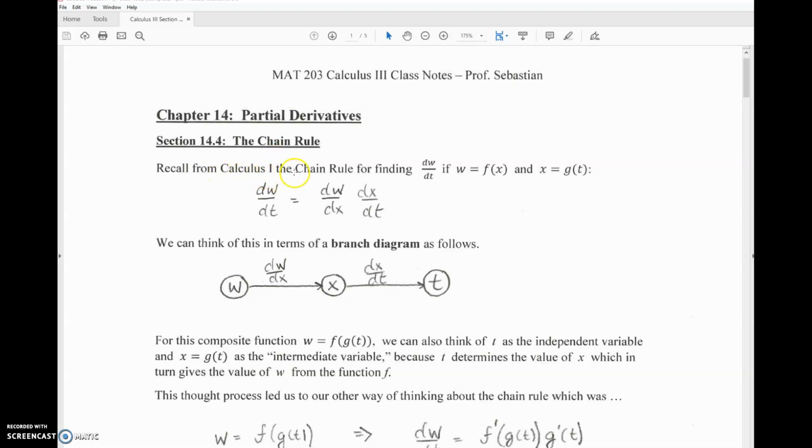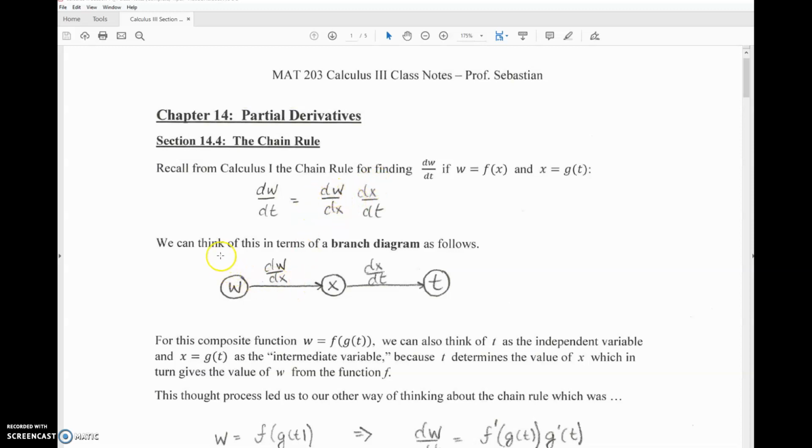Now recall from Calculus 1, the chain rule for finding dw/dt if w is f of x and x equals g of t. Most of you are probably familiar with this: you take x, which is g of t, and plug it in here, and now you have f of g of t, and you can use the chain rule for a composite function. But I want you to try to remember it this way as well. So dw/dt is dw/dx times dx/dt. Thinking of how you can cancel these differentials dx, it's the same thing.